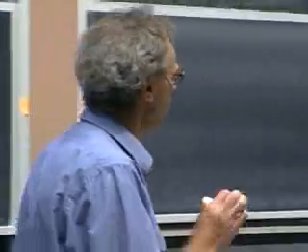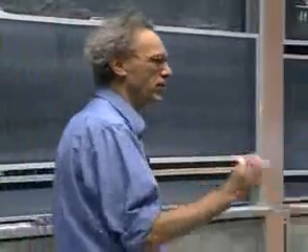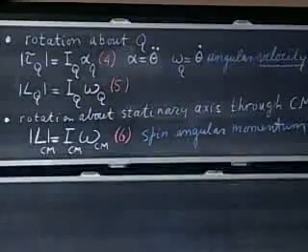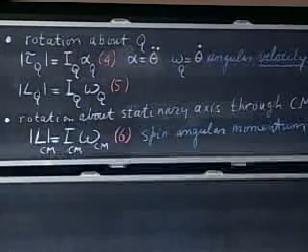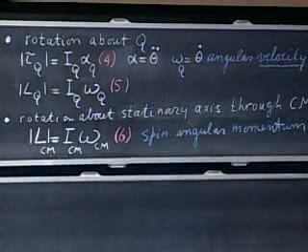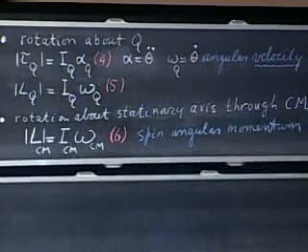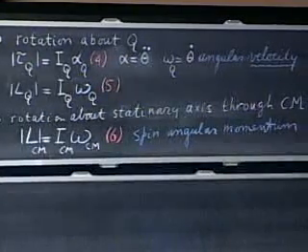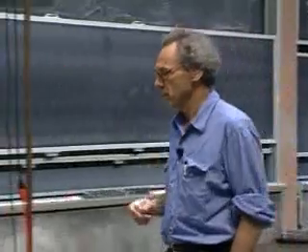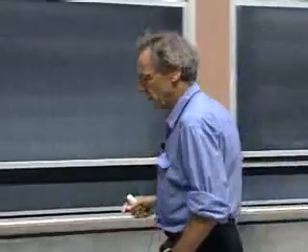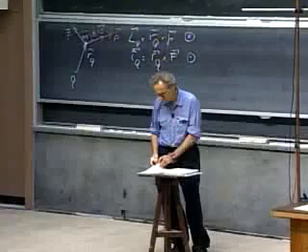In case that you do have a rotation about a stationary axis through the center of mass, then the angular momentum is intrinsic in the sense that you don't have to specify the point about which you take the angular momentum. You can take any point and you always find the same, which is not true in this situation. So that makes the intrinsic angular momentum quite unique.